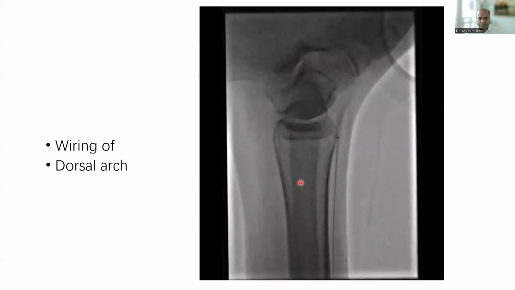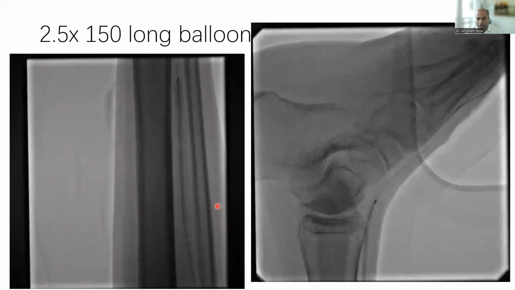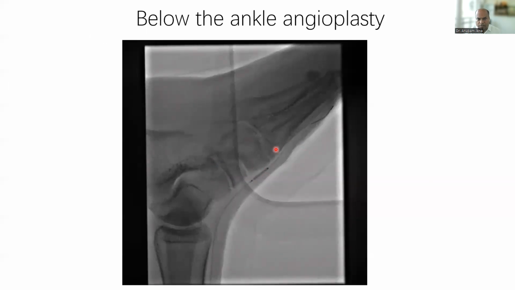So through the microcatheter, we did wiring of the distal arch by using a command wire. So this is the wiring of the distal arch. And then balloon angioplasty was done with long balloons, 2.5 by 150. And then we also did some modification, reconstruction of the dorsal arch.